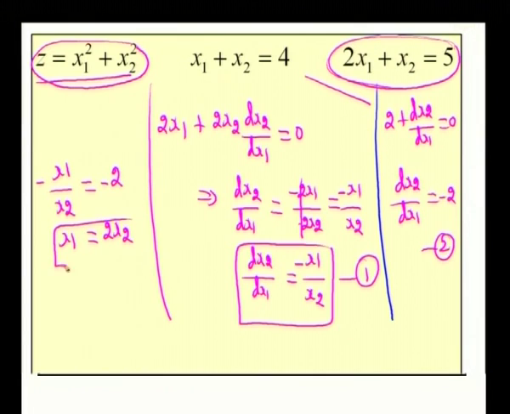Now, with this value of x1 equal to 2x2, the equation 2x1 plus x2 equal to 5 becomes 4x2 plus x2 equal to 5. So, it will become 5x2 equal to 5. From this, we will get x2 equal to 1. Let us have a break.